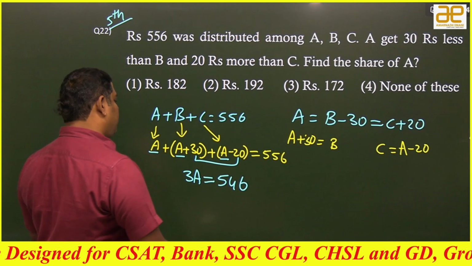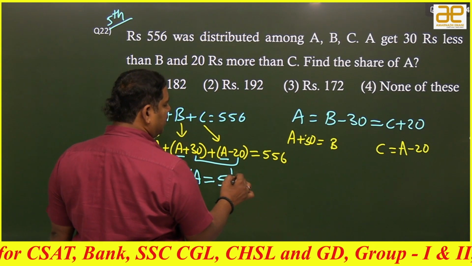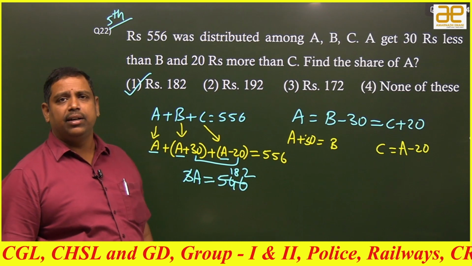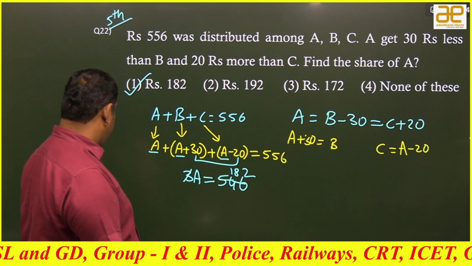Okay. Then the value of A means cancel with 3. 3 18s, 3 2s. So, what is the answer? 182. So, the answer is the first option. How funny it is. Let's see the next beautiful one.